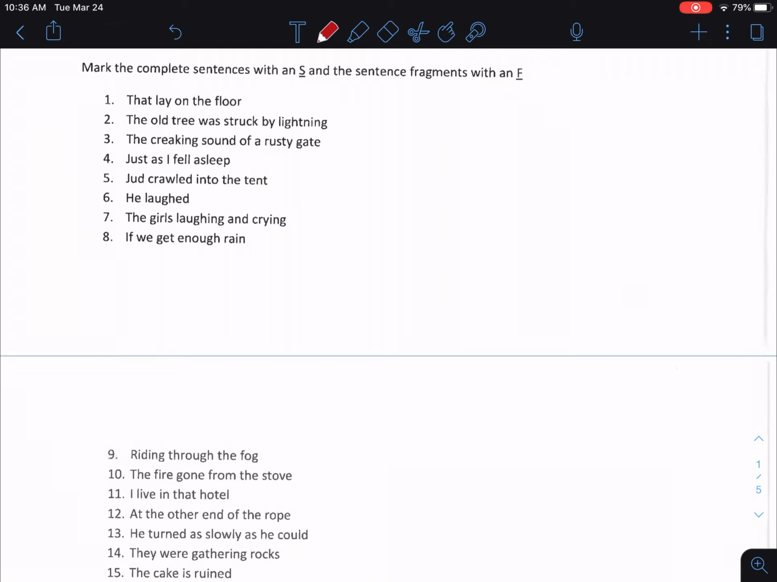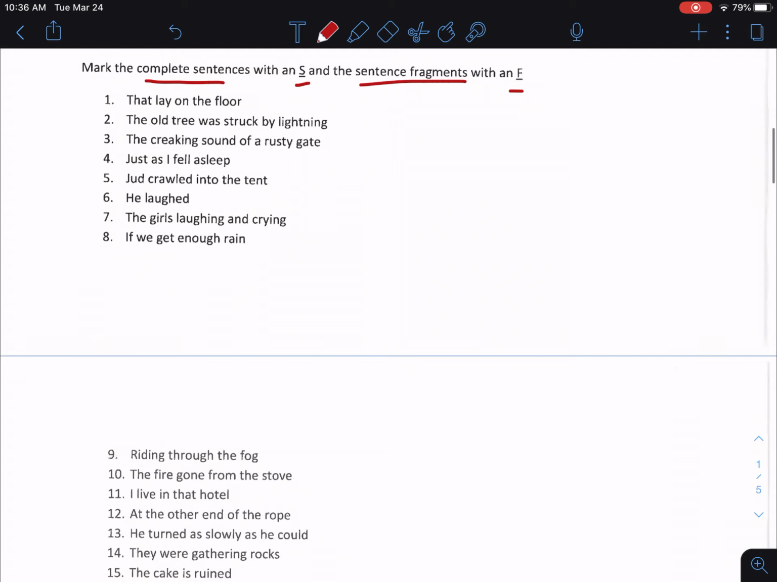So the second little chunk of work here says, mark the complete sentences with an S and the sentence fragments with an F. Pretty standard. Complete sentences with an S, sentence fragments with an F. We've already done that before, but this is more practice. I feel like we all need a bunch of practice writing great complete sentences.